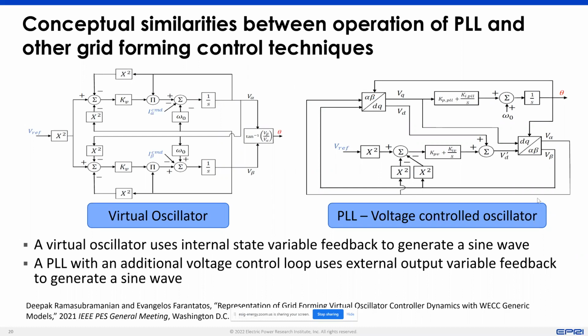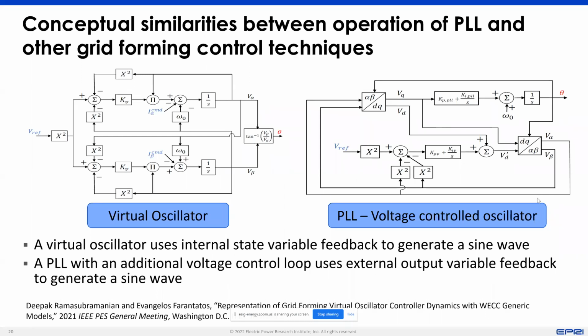If we add a voltage controller to a PLL, you have again V reference squared, you subtract from it V alpha squared plus V beta squared. You have another controller, and VD, if the PLL works well and VQ goes to 0, VD is going to be the voltage magnitude. So you have VD coming in, you have some control effort added to it to generate a new waveform, and you close the loop.